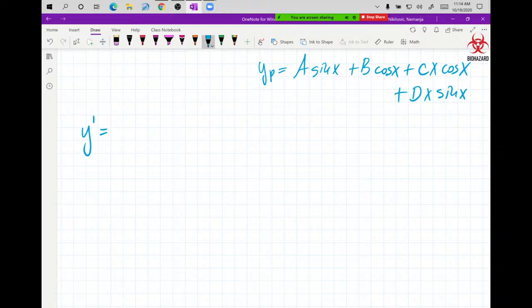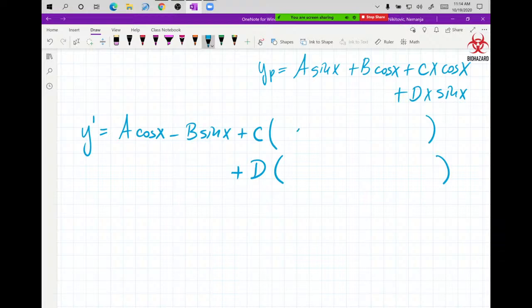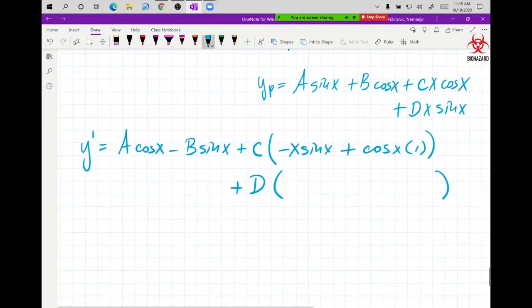Derivative of sine is cosine, so this just becomes a cosine x minus b sine x plus c and then the product rule plus d and then the product rule. So the product rule is copy the first derivative of the second plus copy the second derivative of the first. I kicked c outside. Same thing for the second one. Copy the first derivative of the second, so that's just going to be x cosine x. Then copy the second derivative of the first.